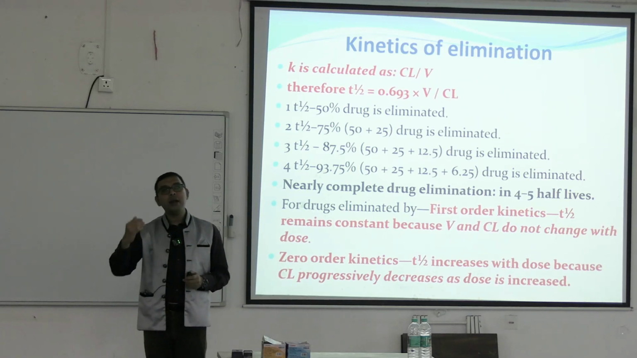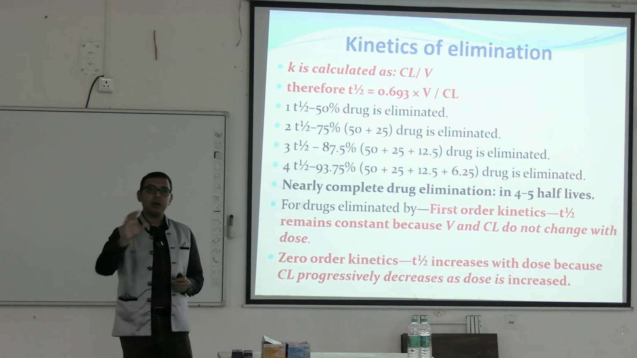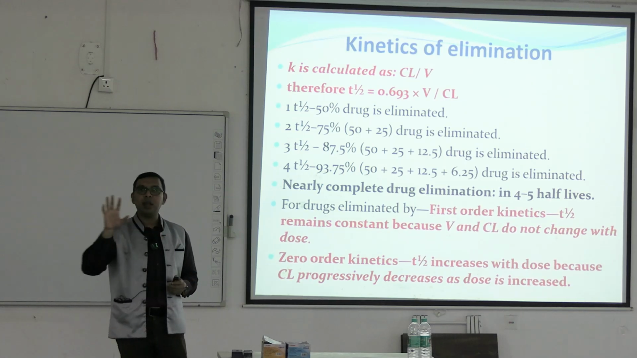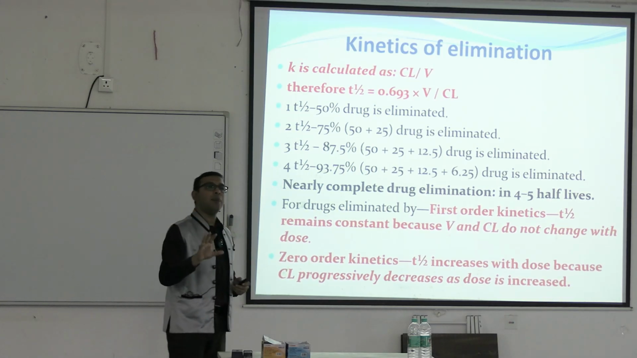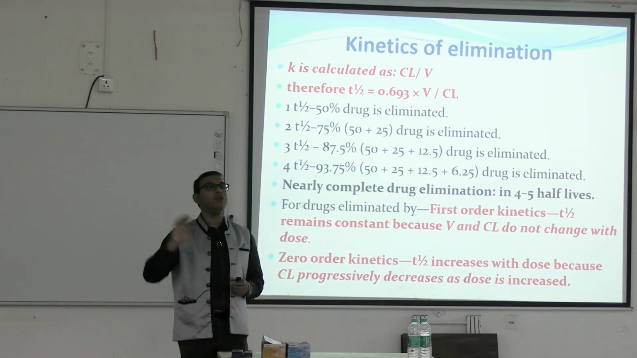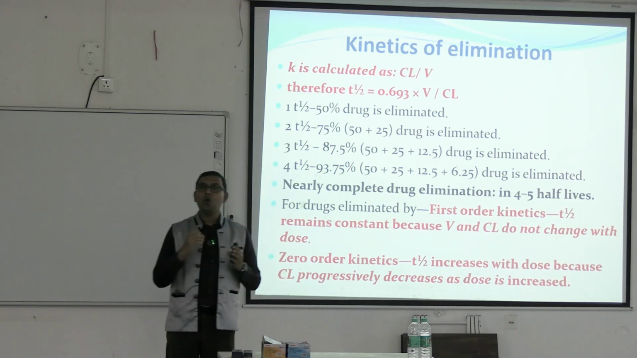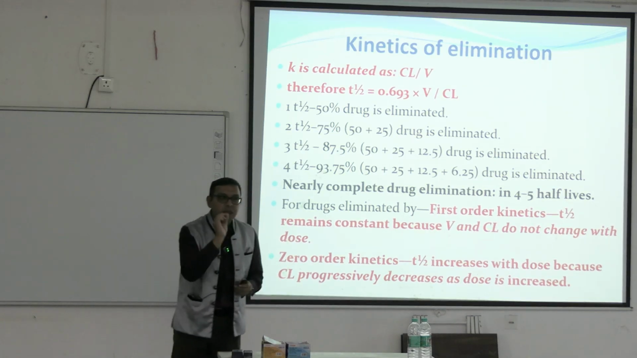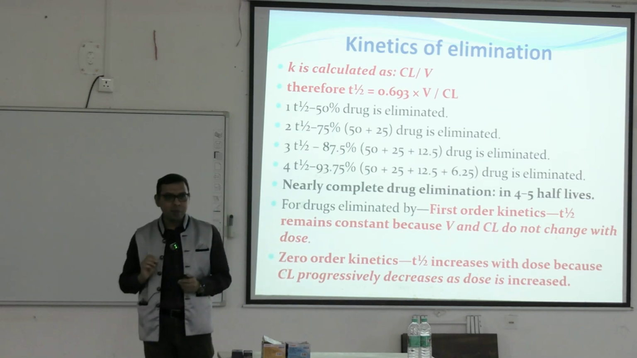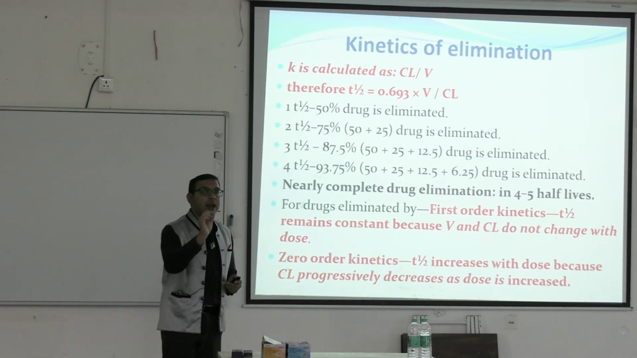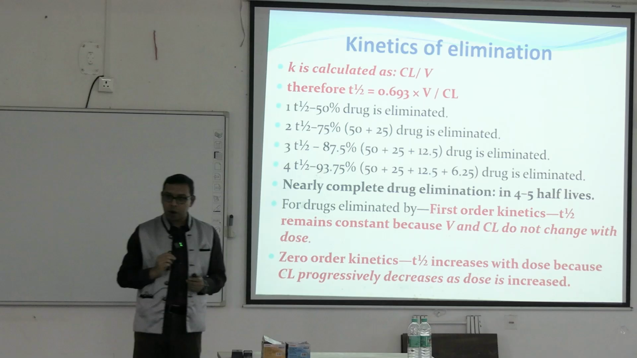So zero order kinetics, here remember the difference between first order kinetics and zero order kinetics. This is very important for your exam purpose and in your future practice also. First order kinetics, which most drugs follow, is basically where a constant fraction of the drug is eliminated per unit time. In zero order kinetics, a constant amount of the drug is eliminated per unit time.